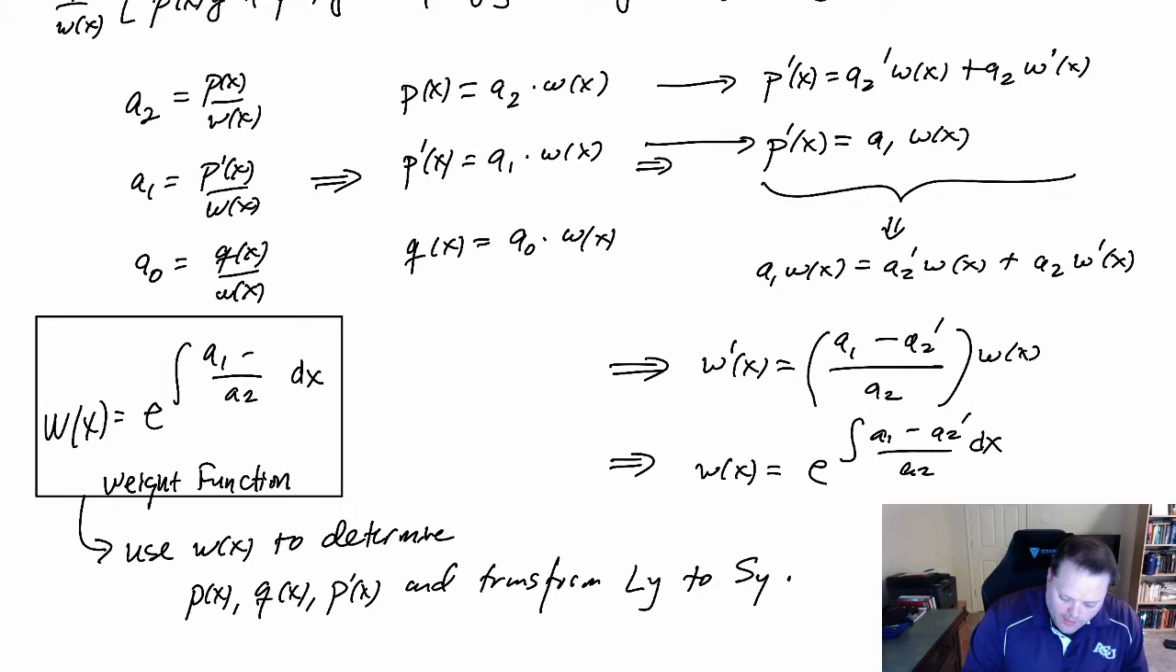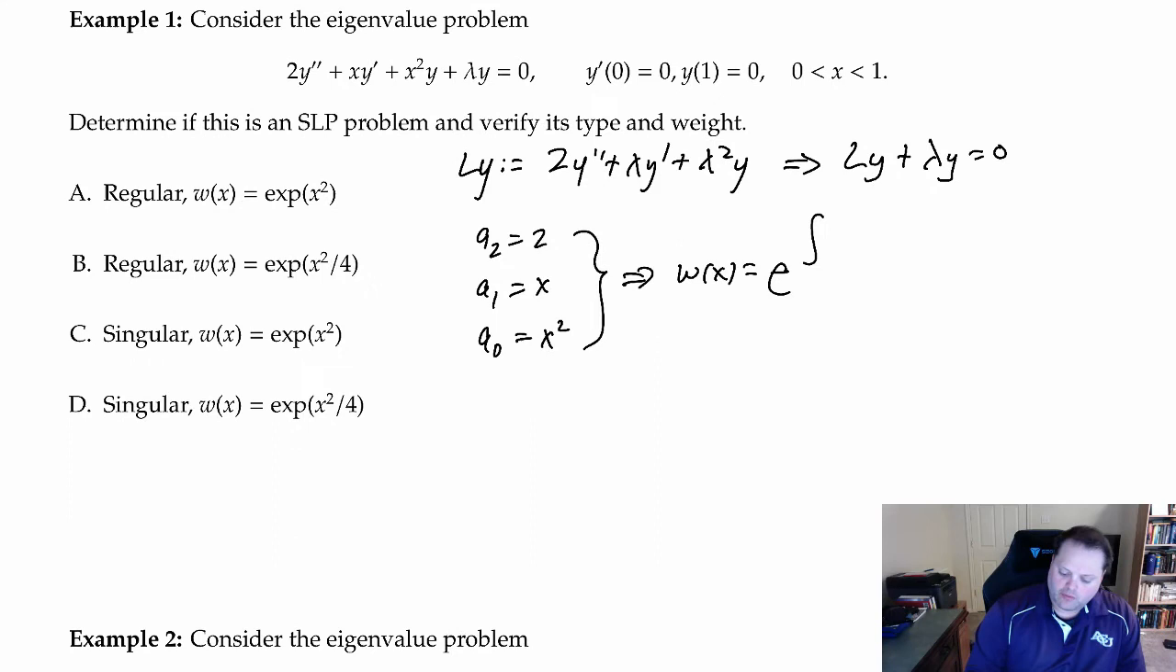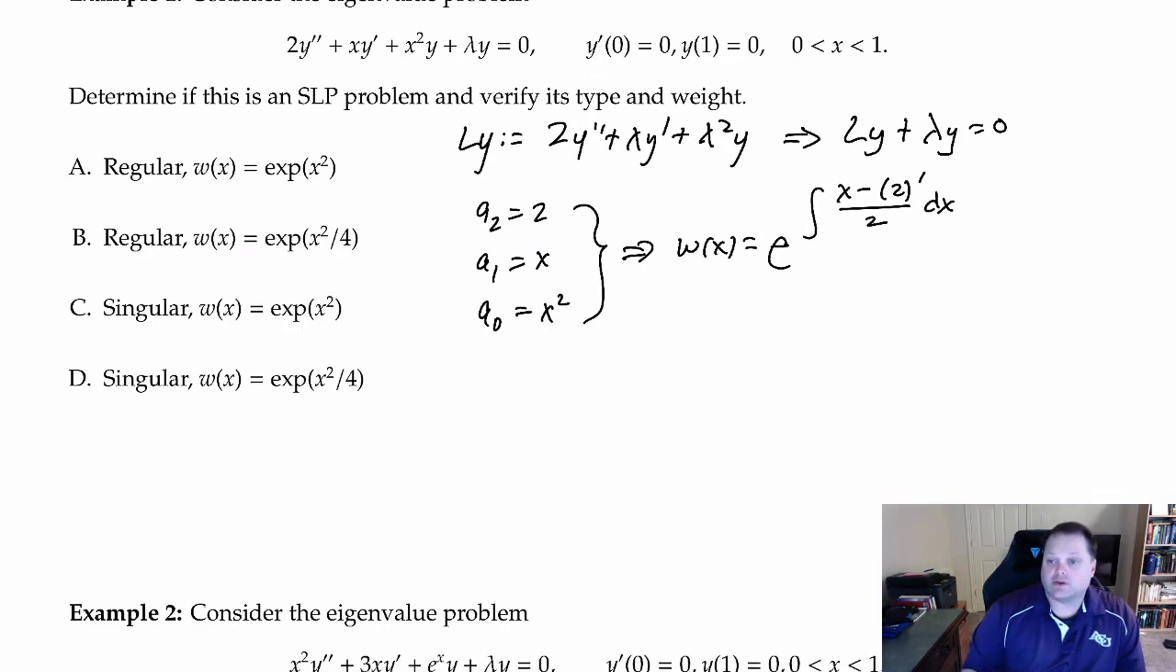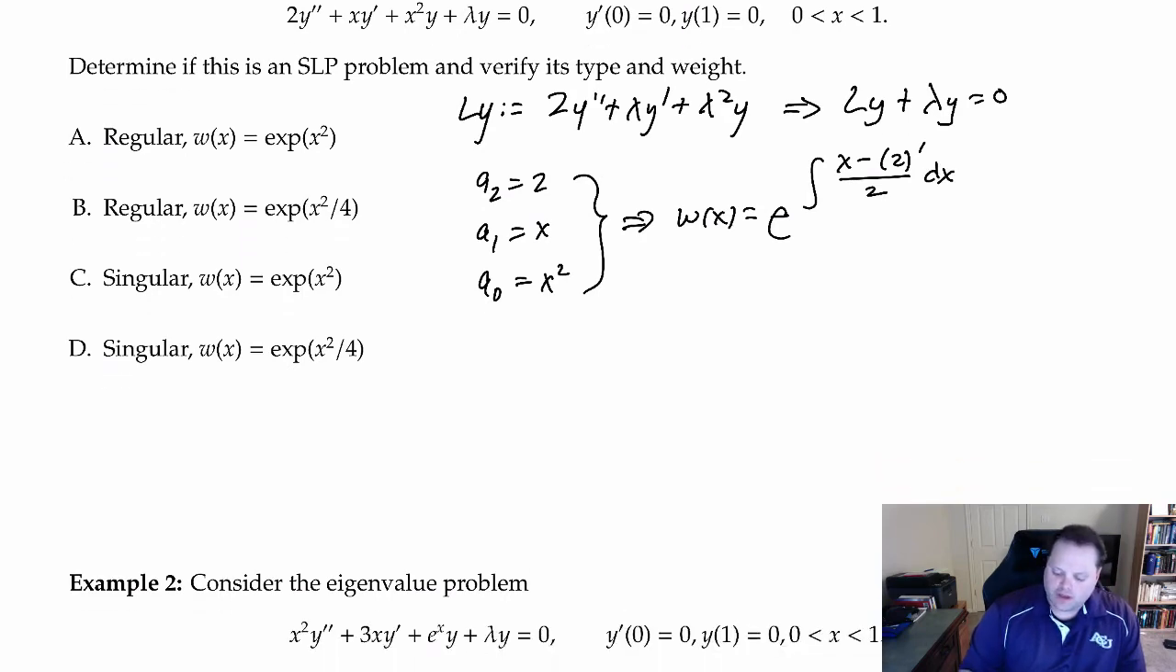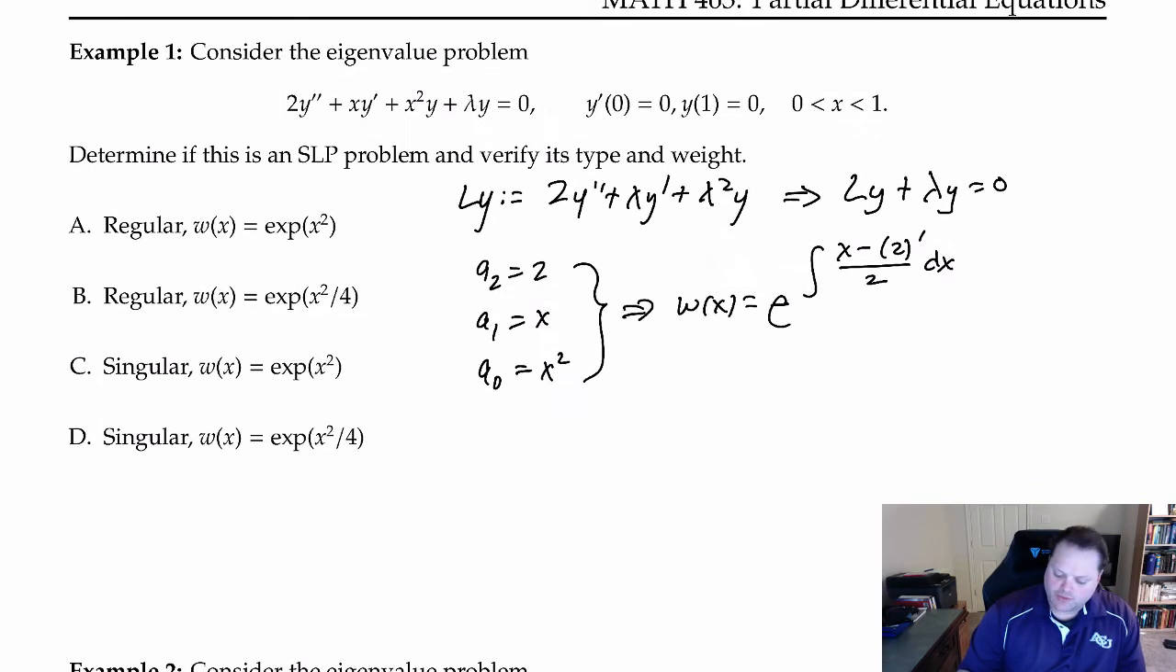So a1 minus a2 prime. There you go. So there's your weight function, a1 minus a2 prime over a2. All right, so if we take a look at it down here, we're going to put a1 minus a2 prime over a2 dx. This is how we're going to find our weight function.